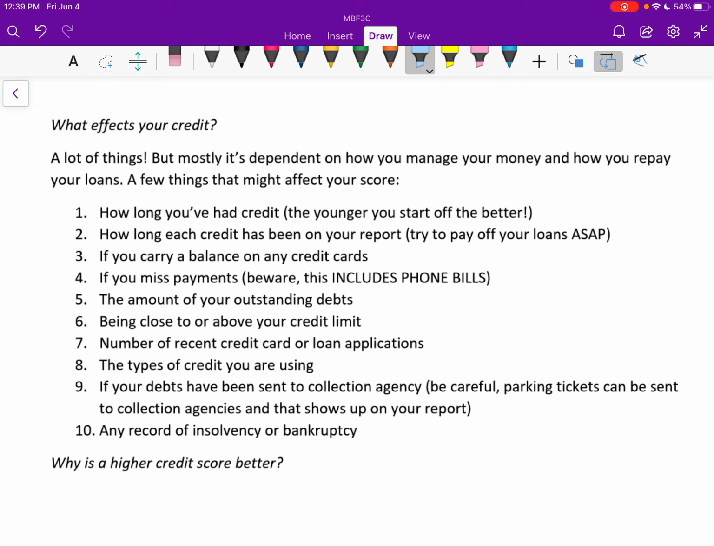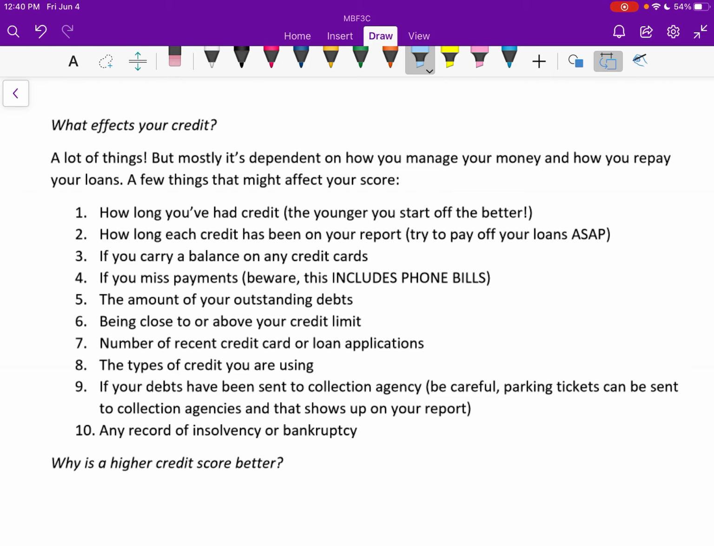There's a few things that actually affect your credit, and it's a lot of things. But mostly it just depends on how you manage your money and how you repay your loans. A few things that might affect your credit score are how long you've had credit, right? The younger you start off, the better. So as soon as you can, you should start building your credit. Also, how long each credit has been on your report. So try to pay off your loans ASAP, right?